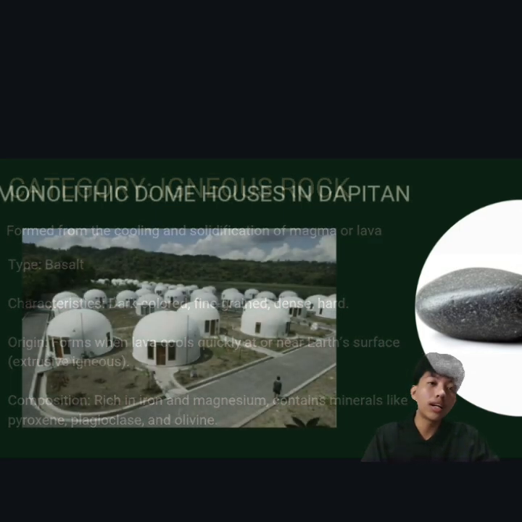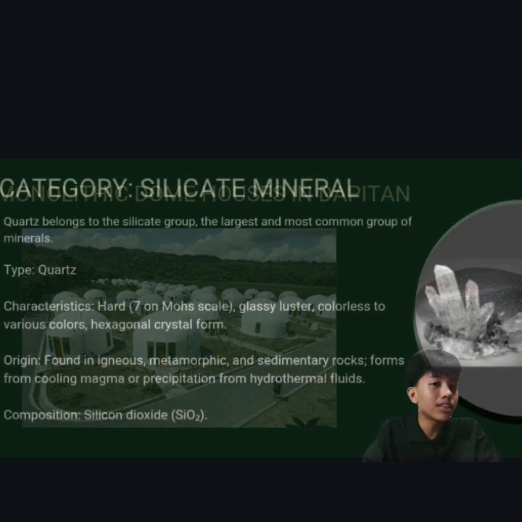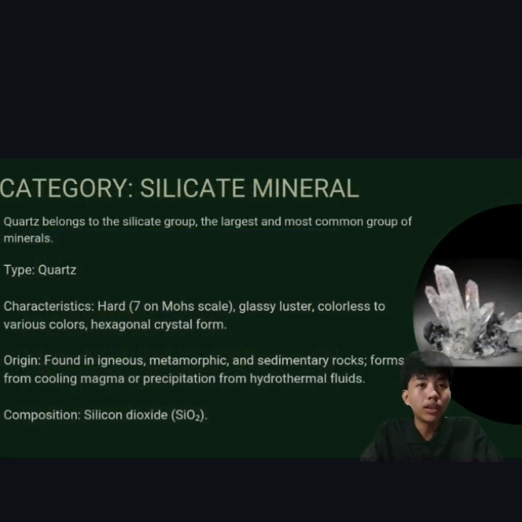So here are examples of the uses of basalt rock, which is in the monolithic dome houses in Dapitan. The monolithic dome houses in Dapitan were not created by chance but were planned. They use basalt rock as fiber to reinforce the monolithic dome houses in Dapitan to withstand super typhoons like Yolanda.